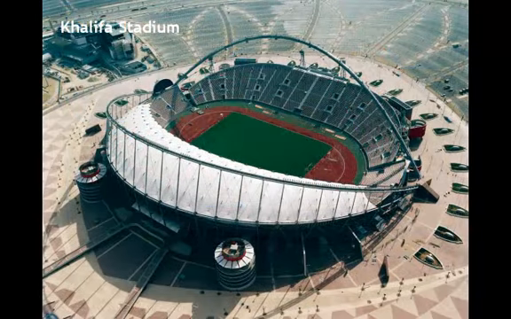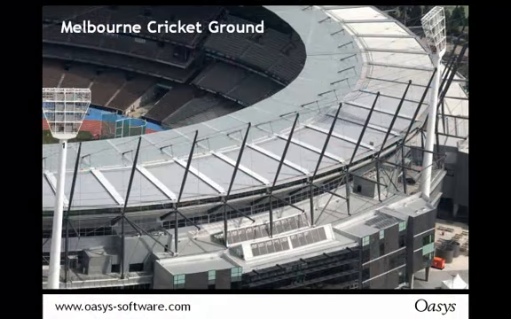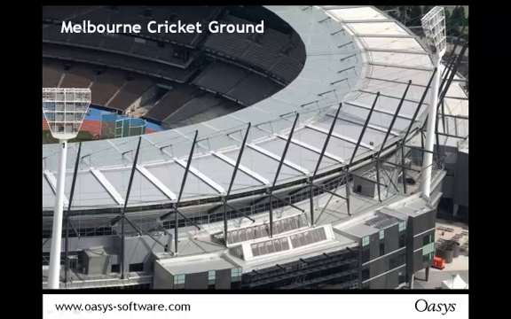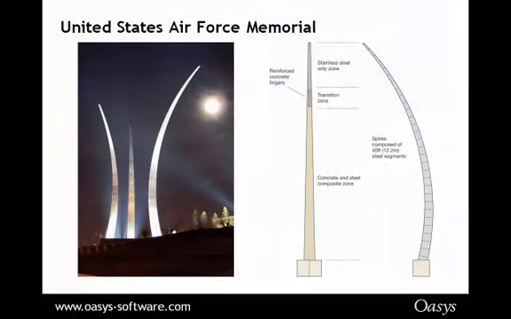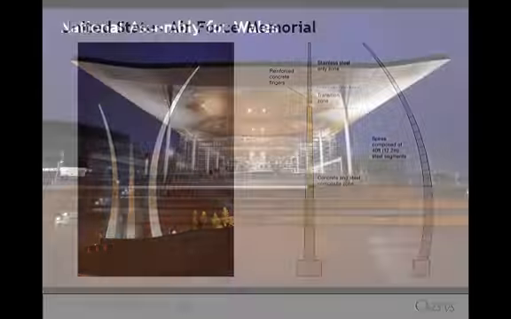Stadiums: Khalifa Stadium in the Middle East, cables and fabrics, and supporting the arch as well. Or in Australia, the Melbourne Cricket Ground. So good cable structures, and of course you can see those flying struts supported purely by the cables, and vice versa. Singapore Flyer, this Ferris wheel in Singapore, and in Washington, the Air Force Memorial, a steel and concrete composite structure. It's about 200 meters tall. It's got a fair size.